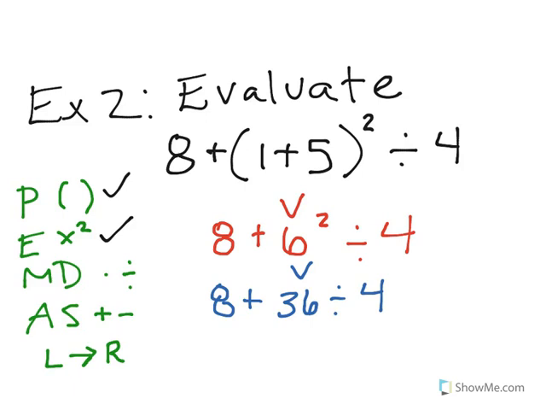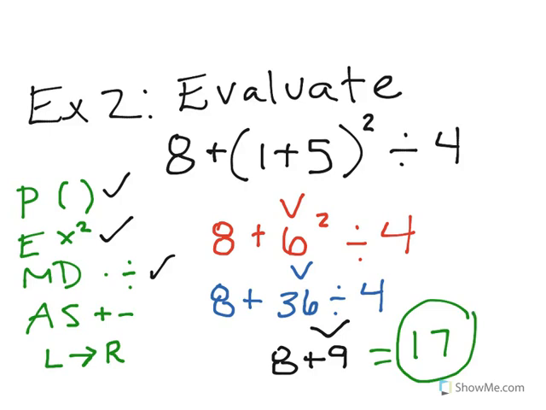Then my next order, in my orders of operations, is multiplication or division, and I do have that. So I'm going to solve 36 divided by 4 is 9. Bring down everything I haven't used. And I'm left with one operation, so I can just solve that: 8 plus 9 is 17. So then I solved this problem using orders of operations.